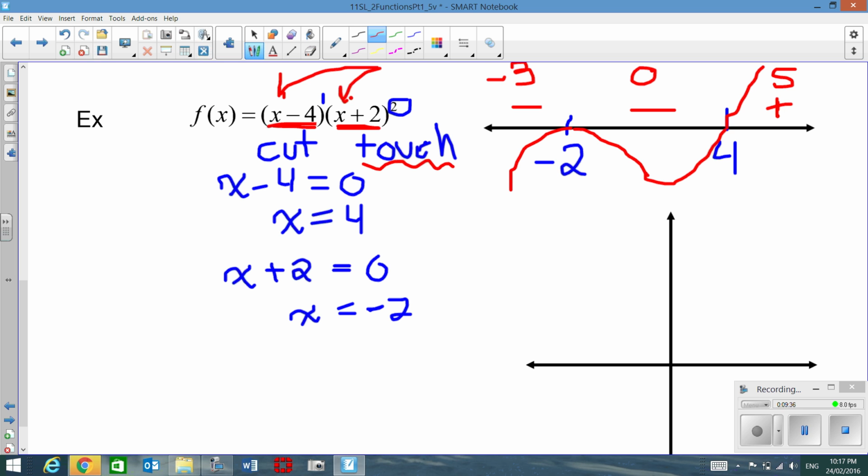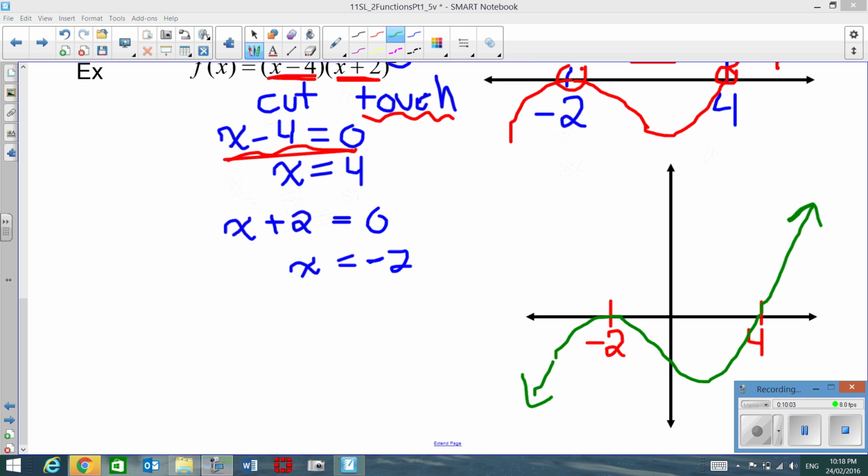And remember, at 4, I equal 0. So I'm going to have to touch the x-axis at 4, touch the x-axis at negative 2 because I equal 0 there, since I set my factors equal to 0, and my equation equal to 0. So those are my x-intercepts, and then I'll continue. And there's nothing else that we found, so there won't be any more maxes or mins, because we would have found it in our working.